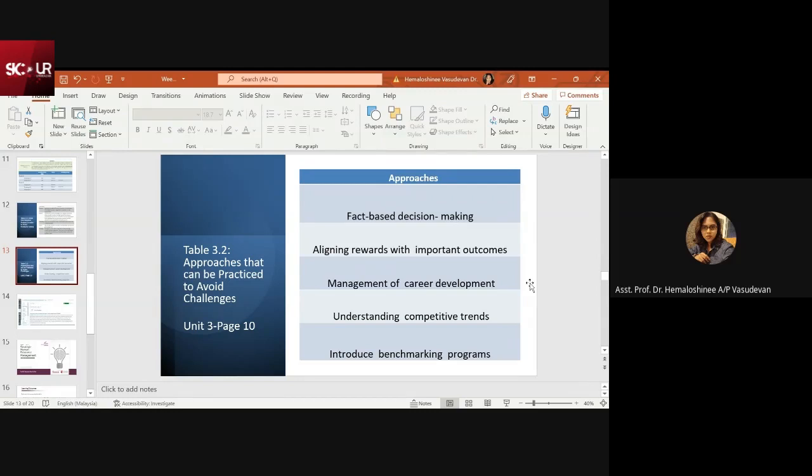Okay, do the market research, try to understand what the market research is showing. So what are your external and internal weaknesses, strengths, and the opportunities that you can grab from the external to improve your businesses? That is understanding competitive trends. You have to do market research. So introduce your benchmarking program. You have to introduce and promote your programs to ensure everyone is attracted and knows about your product. So these are the approaches for you to avoid challenges.